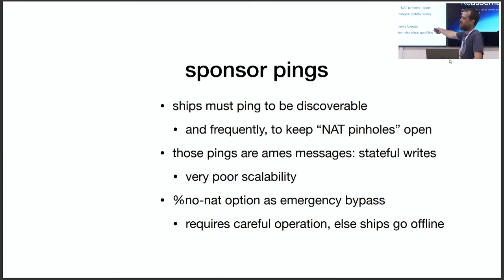Tlon ran into this as an actual scaling limit this year. And so the ping app now has a no NAT option, which is an emergency bypass, and it just turns it off completely. And this is totally fine, if you know exactly what you're doing and you're really, really sure that you're not going to screw it up. Because if you did screw it up, the ship just falls off the network. It's completely not discoverable.